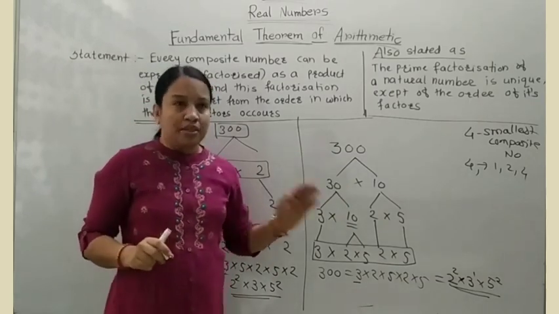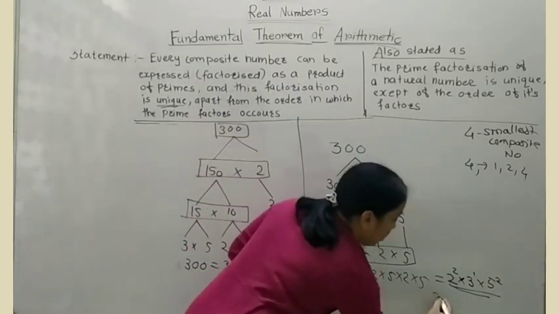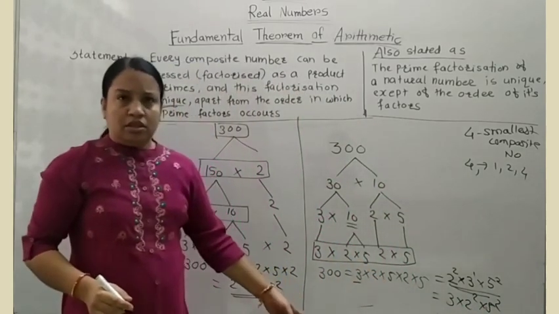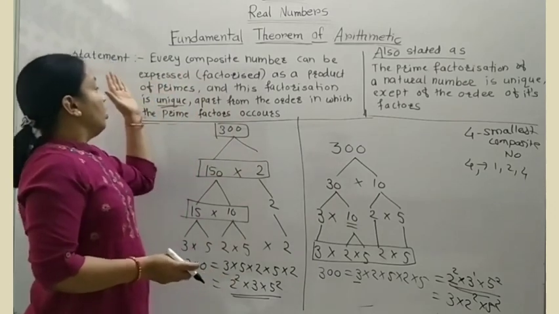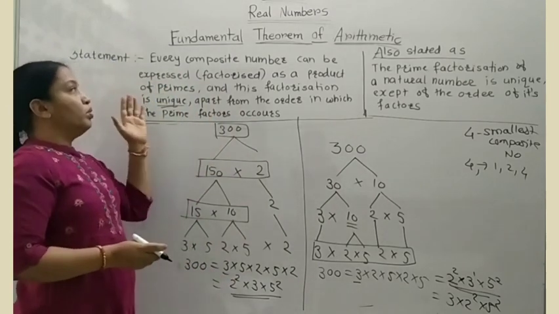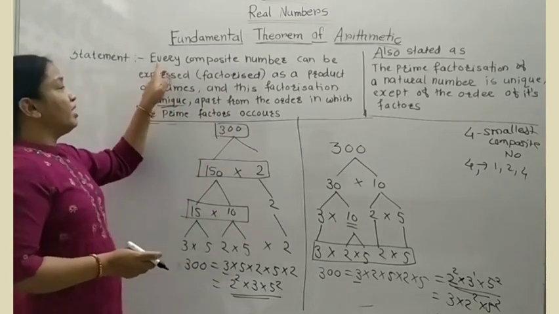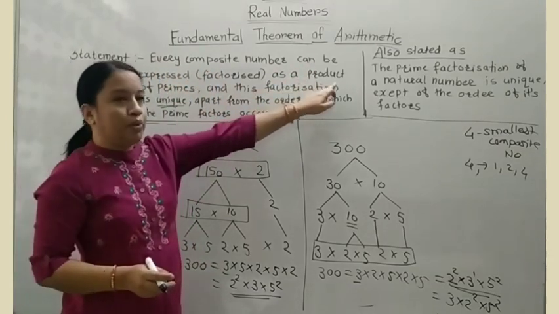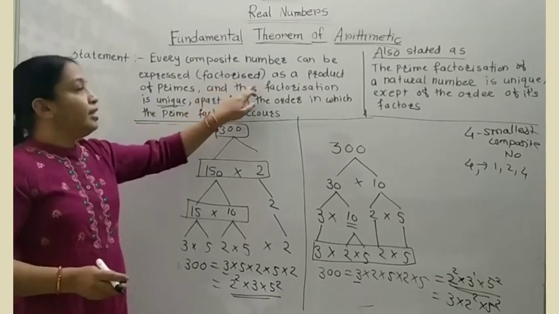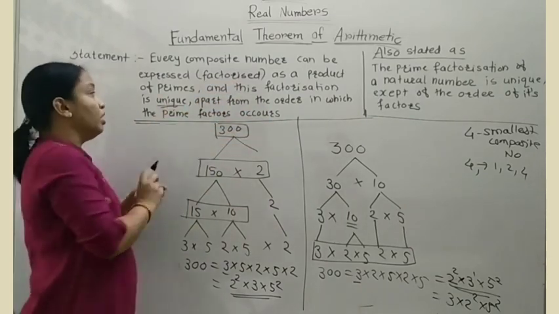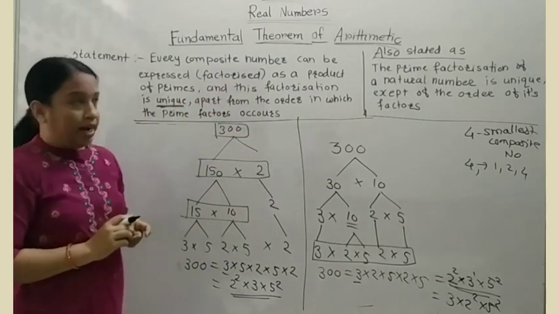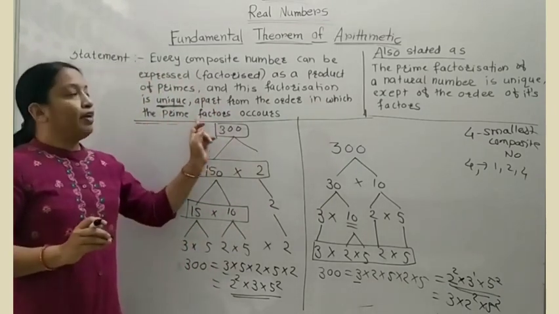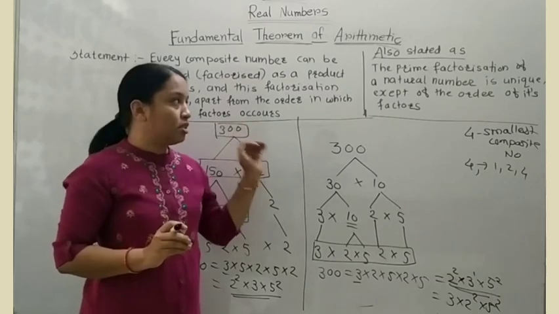Apart from their order means the order can change, you can write it like 3 into 2 square into 5 square, nothing else. So try to read this and remember this statement: every composite number can be expressed as a product of prime factors, and this factorization is unique. This complete statement you have to write, apart from the order in which the prime factors occur. Okay, this is the statement.